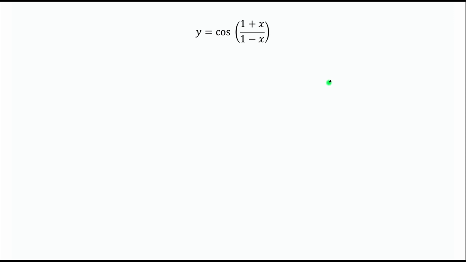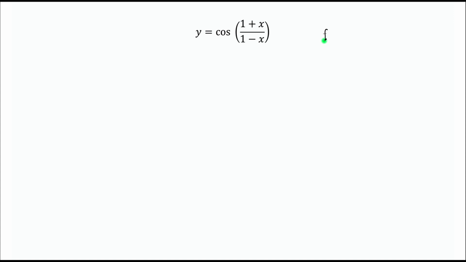So today we will be differentiating this function here. Before we go ahead and do that, I'm just going to lay out the strategy. We'll need to use two rules: the chain rule and the quotient rule. I'll just write the quotient rule here.